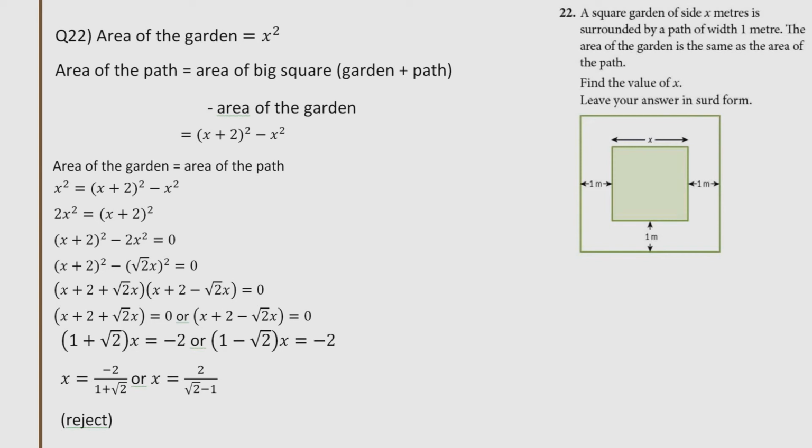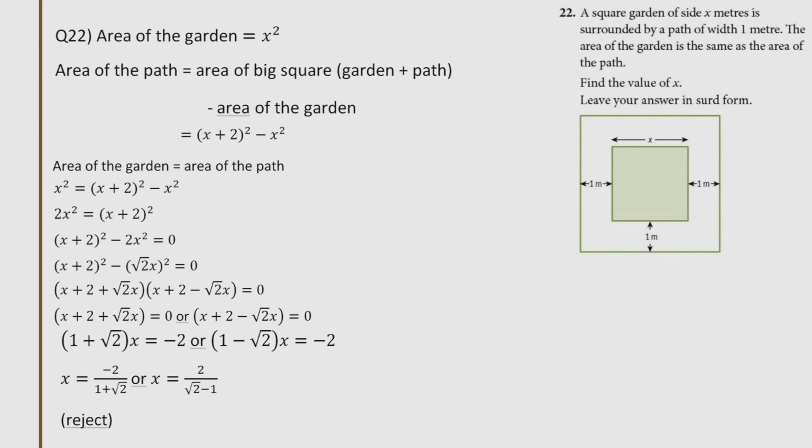So in this case, negative 2 over 1 plus square root 2 is negative. Because negative 2 is negative, 1 plus square root 2 is positive. Negative divided by positive is negative. So we are going to reject that answer. So x is equal to 2 over square root 2 minus 1.